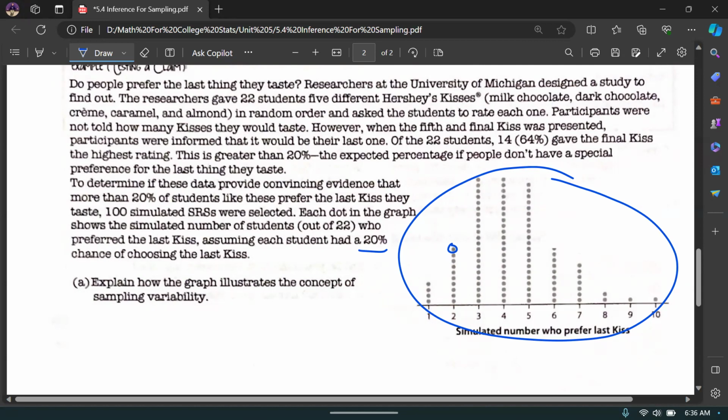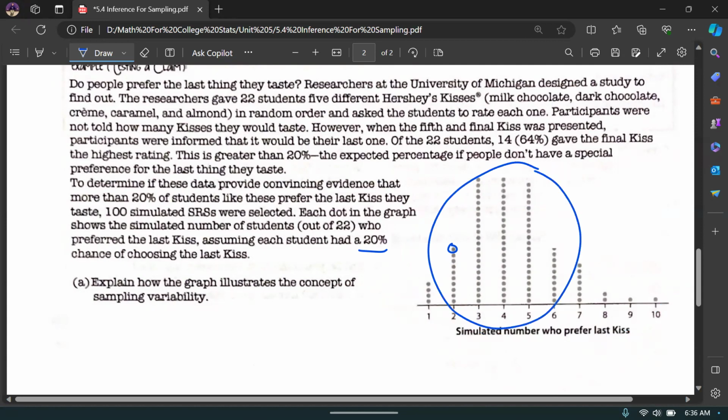So as you can see, a lot of those trials generally are between like 2 and 6, right? 2 out of 22 students, all the way up to maybe 6, maybe 7 out of 22 students, is pretty typical if, again, there is no preference. If you were just choosing your favorite kiss randomly, and you didn't have a preference.